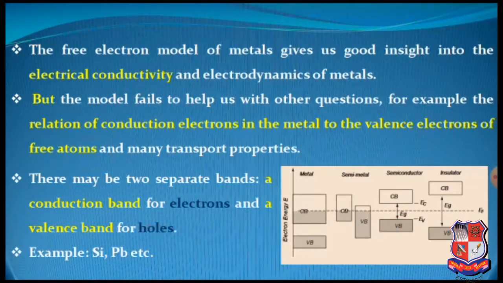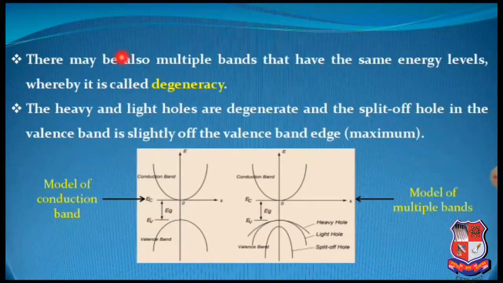So examples of materials that exhibit some energy band gap in electronic materials are silicon and lead. There may also be multiple bands that have the same energy levels, which is called degeneracy.